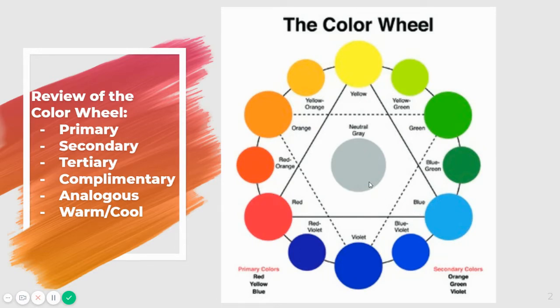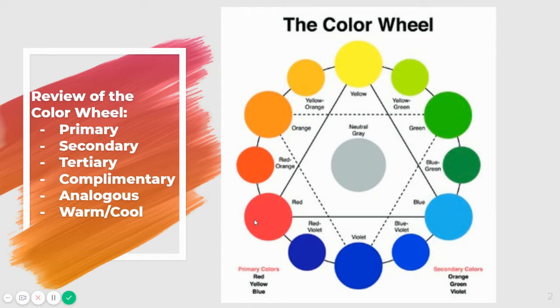neutral grayish brownish color. When you mix more of one complementary color to a little bit of another complementary color, you get an effect called reducing saturation, and that's something we'll talk about in the next couple of slides. Analogous colors are colors that are next to each other on the color wheel.